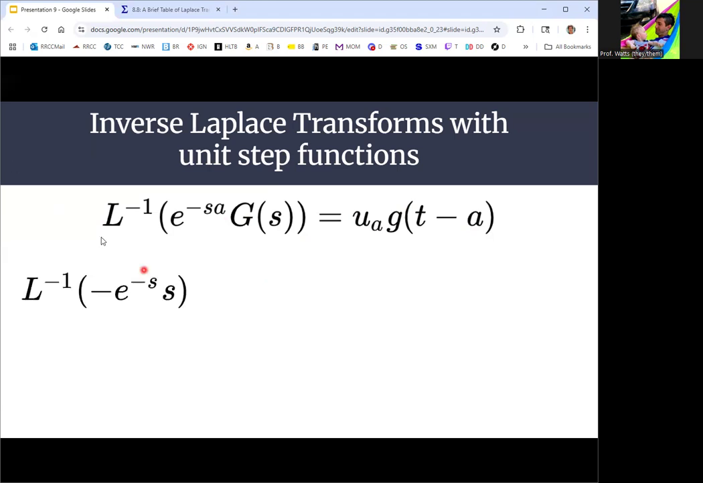Here we do. All right, so first identify your a value. In this case, a equals 1. And also identify your g function. In this case, g equals s. Well, negative s, right? There's a negative there. So then we can write a unit step function that steps up at 1. And then we can take the inverse transform of negative s.